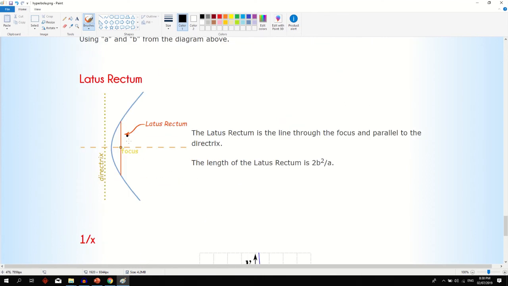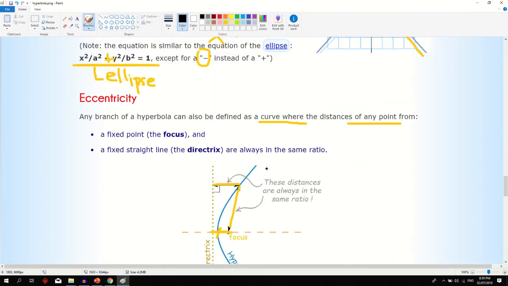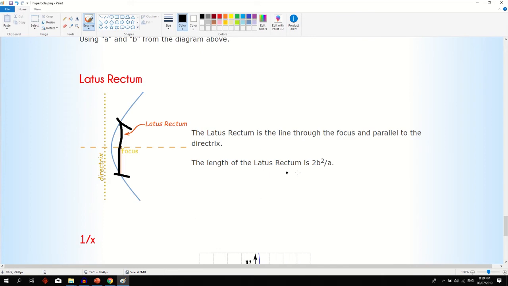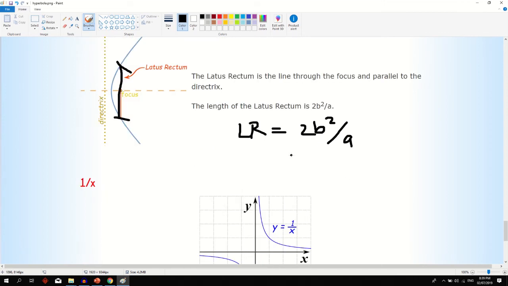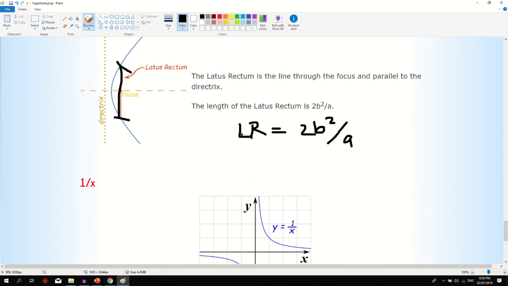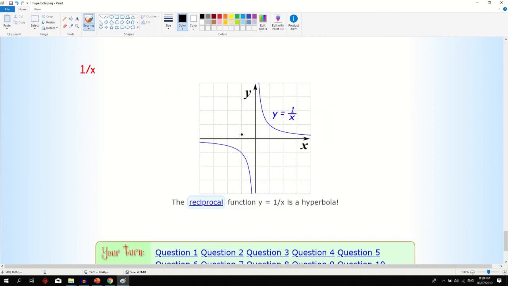Then we have here the latus rectum. You only need the length. This is the latus rectum, but we have no coordinates. We can only get the length. So the latus rectum equals 2b squared over a. There are so many formulas we will have to memorize for the hyperbola.